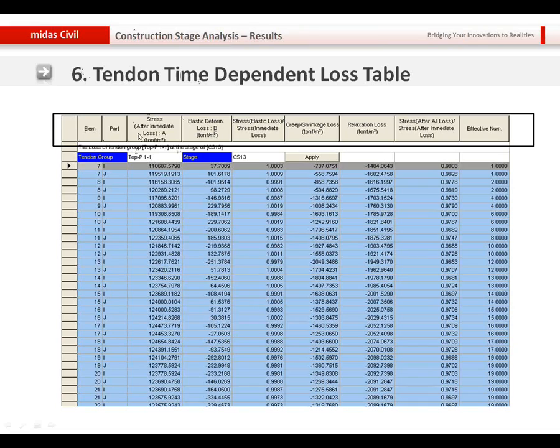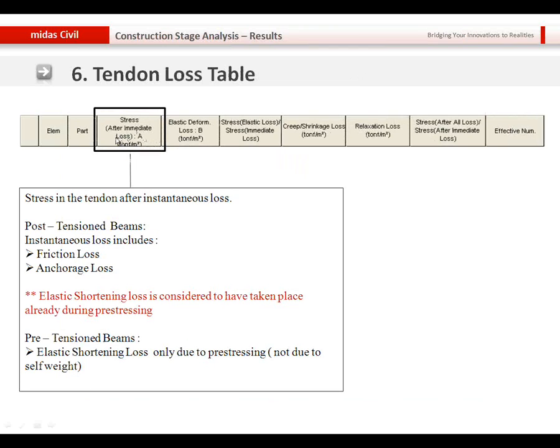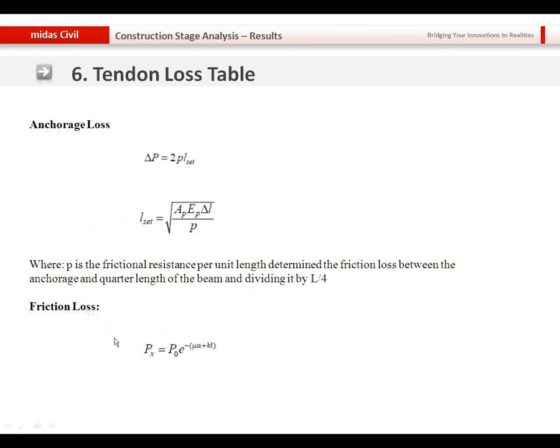As you can see here at the top, there are several different columns. The first column is stress after the immediate loss, A. The immediate loss A in post-tension beams is calculated because of the friction loss and the anchorage slip loss. And in pre-tension beams, it is calculated only for the elastic shortening loss due to the pre-stressing load and not due to the self-weight or other live loads.